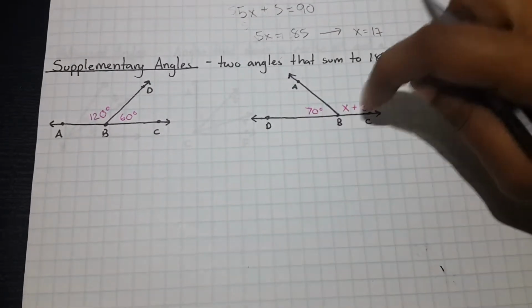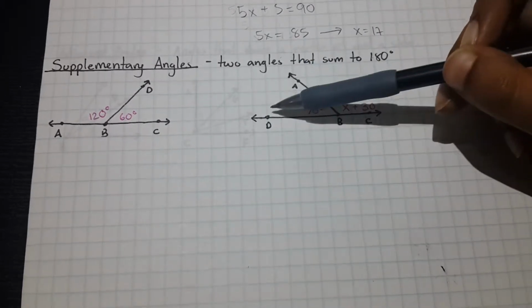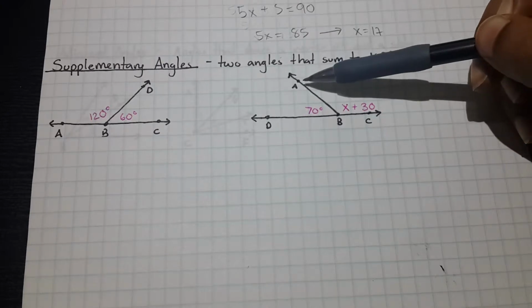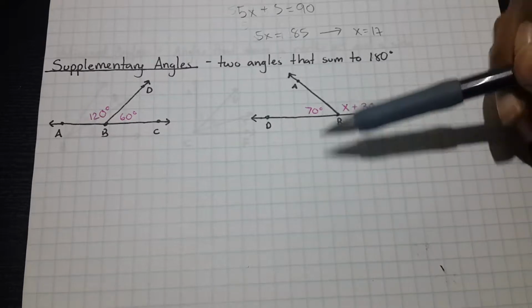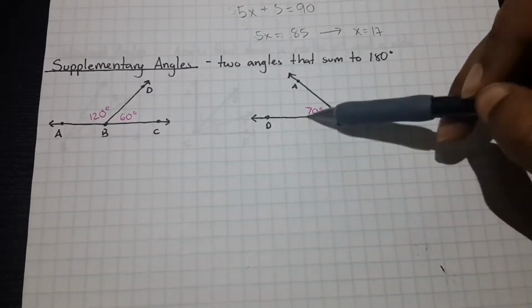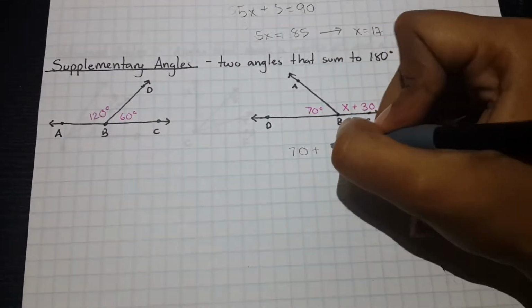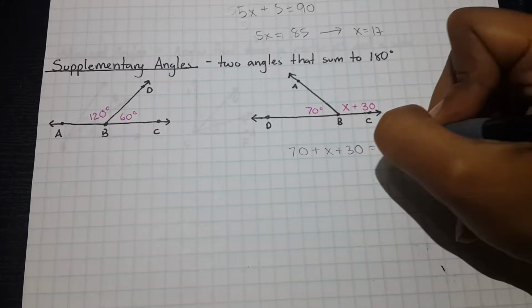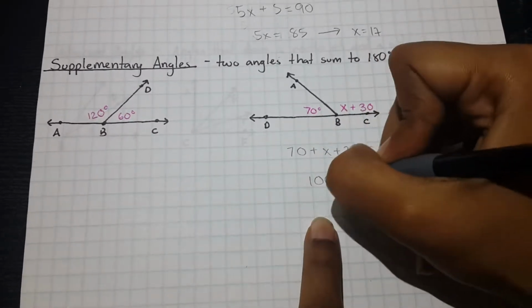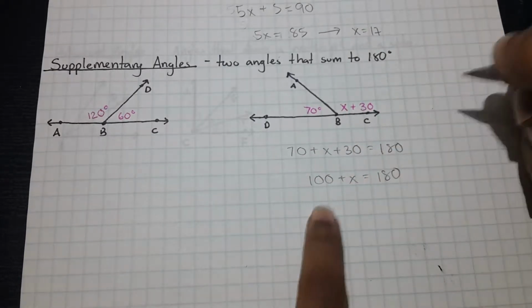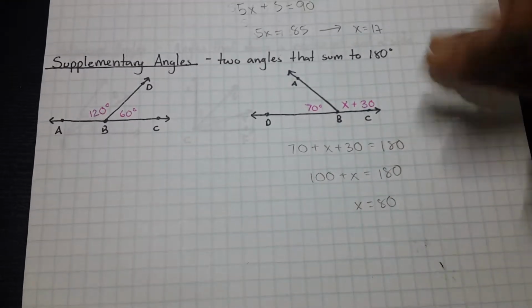We have angle 70 here, and then an expression x plus 30 here. If we're told that angle DBA and angle ABC are supplementary angles, or DC is a straight line, then we know that these two will always add up to 180. So we can write the equation as 70 plus x plus 30 equals 180. 70 plus 30 is 100, plus x equals 180. 180 minus 100 gives us 80, so x equals 80. And that's pretty much it.